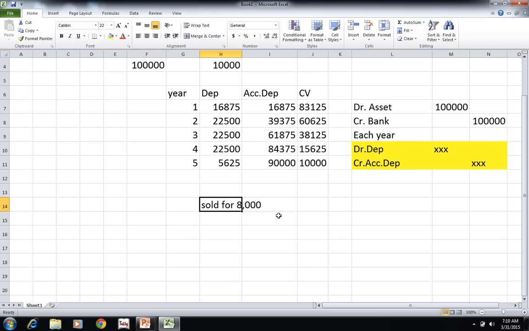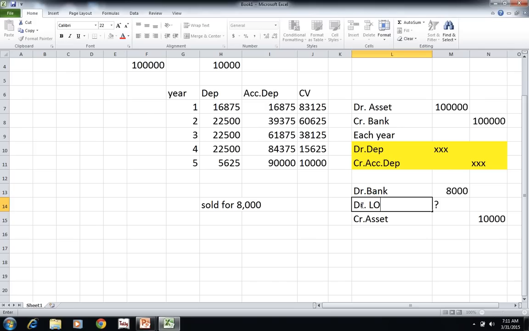Now you sold for 8,000. It means the asset which is valued at 10,000 is sold. Debit bank account, you are getting 8,000, and credit asset account, the value of the asset 10,000. The 2,000 is a loss. So here you will write loss on sale. This will go to the profit and loss account: loss on sale of asset.